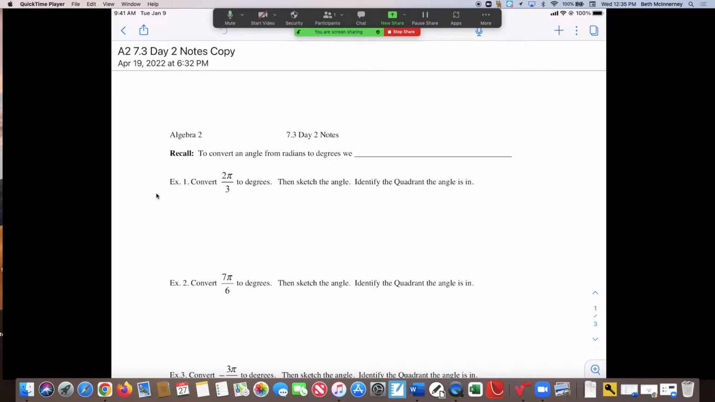Radians to degrees, what did we learn yesterday? What do we do if I have radians and want degrees? You got it. Multiply by 180 degrees over pi.